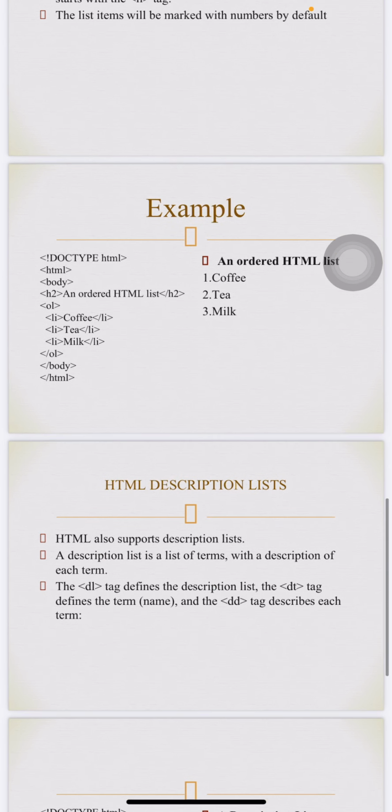HTML description list. It is also known as the definition list. HTML also supports a description list. A description list is a list of terms with a description of each term. It starts with the DL tag, which defines the description list, and DT means data terms. DT defines the terms, names, and DD means the description of each term.